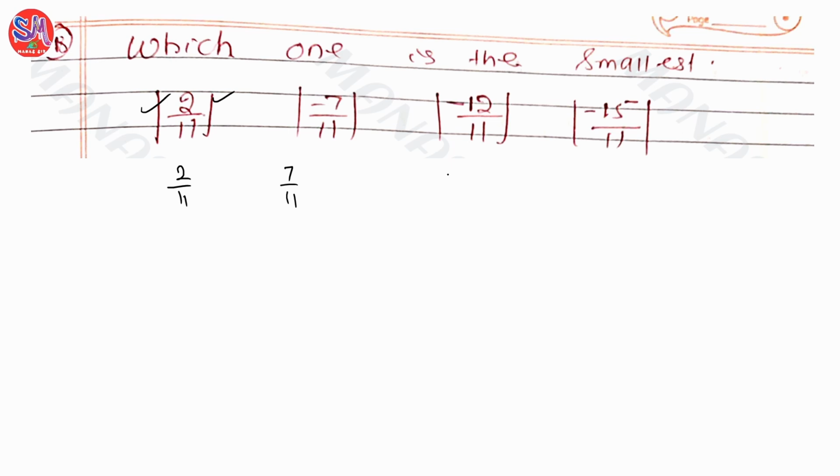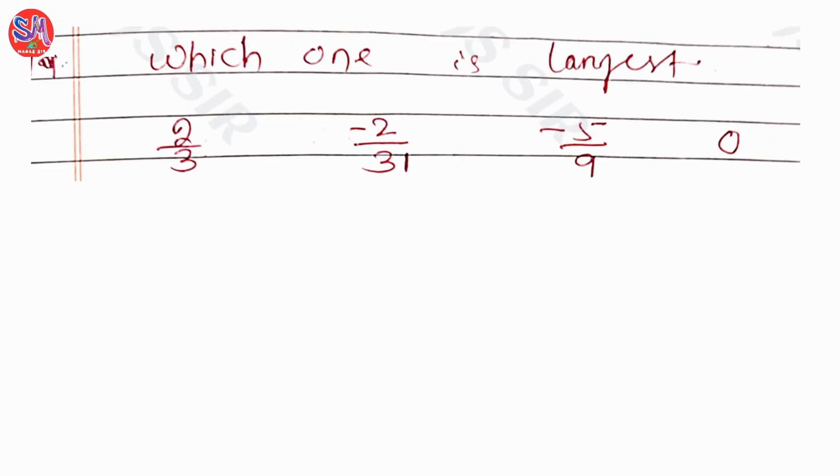7 by 11, 12 by 11 and 15 by 11, because the absolute value of any number is always positive. Okay. Now, which one is smaller? If the denominators are the same, then the one with the smaller numerator is smaller. So the answer is 2 by 11.